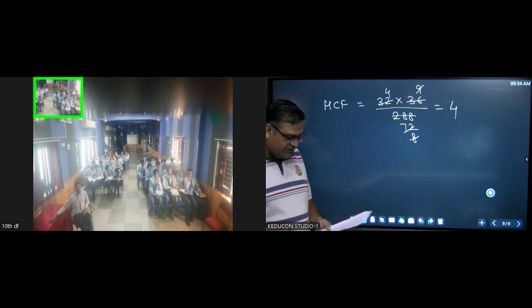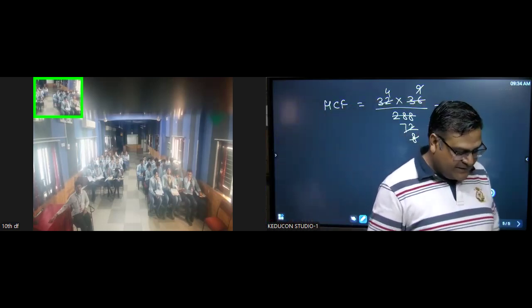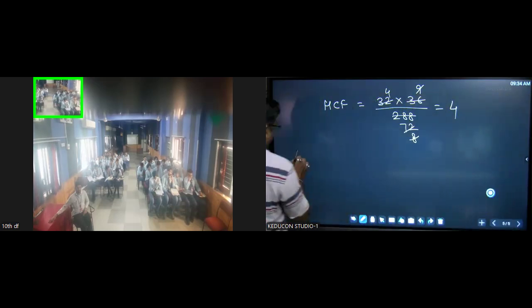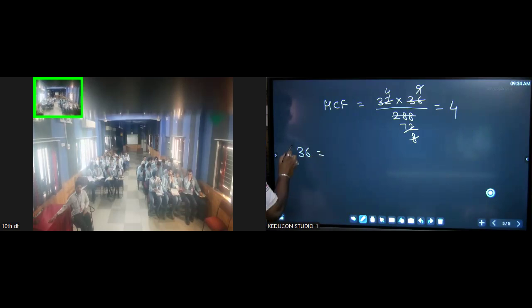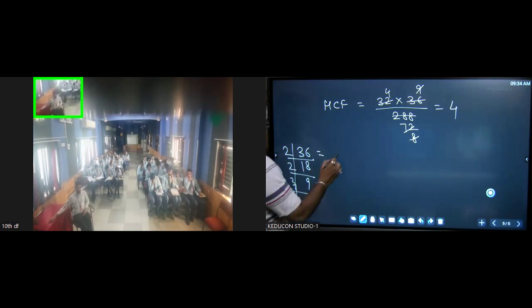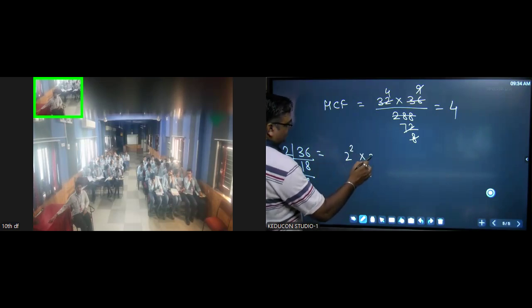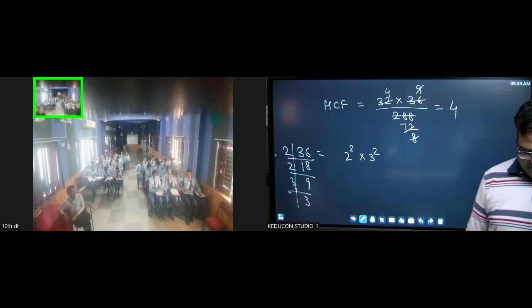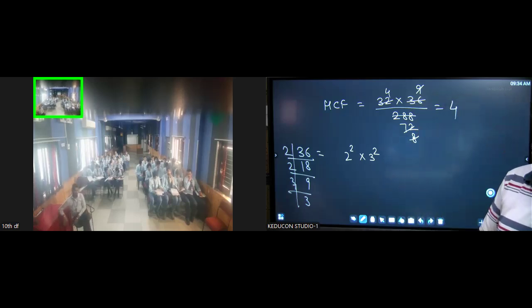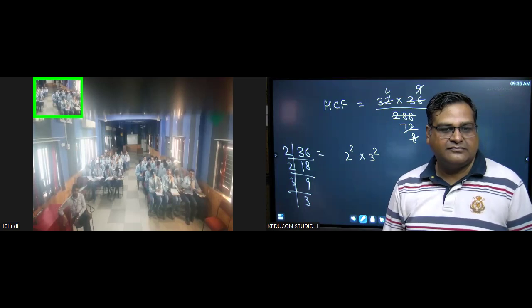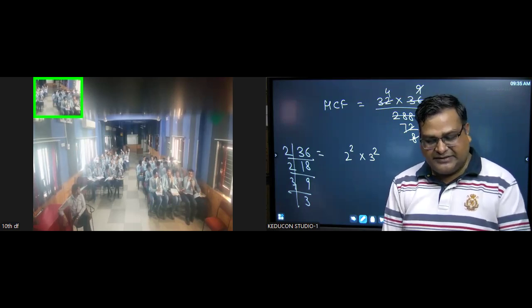4. Third part, 36 can be expressed as a product of its primes. Students, you had to make the factors of 36. What will it be? Make it. Right? So 36 can be written as 2 square multiplied by 3 square. Is it clear? If yes, please wave. If it is clear, then let's move ahead.